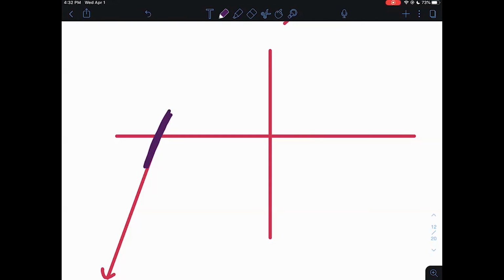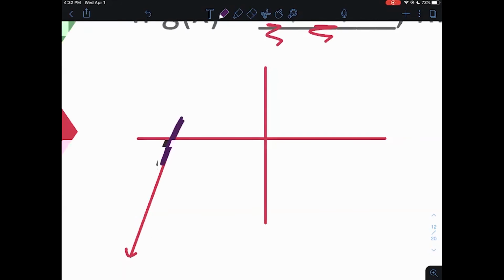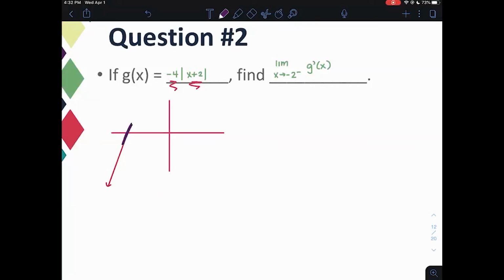The slope of that tangent line is exactly the same as the slope of the left side of this absolute value function. We can figure that out, pick 2 points on it, throw it into a slope formula, great. Your slope is 4. That means the slope of the tangent line is 4. That means that the derivative is 4.